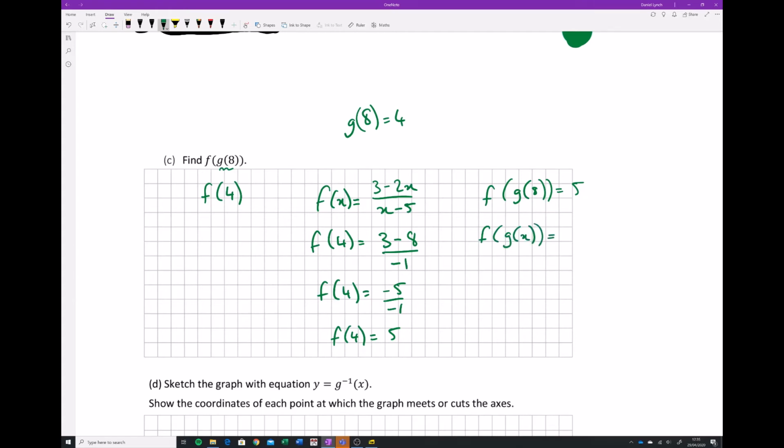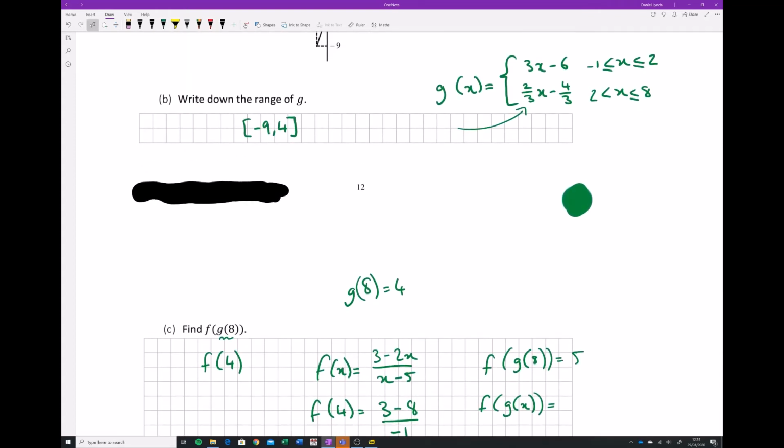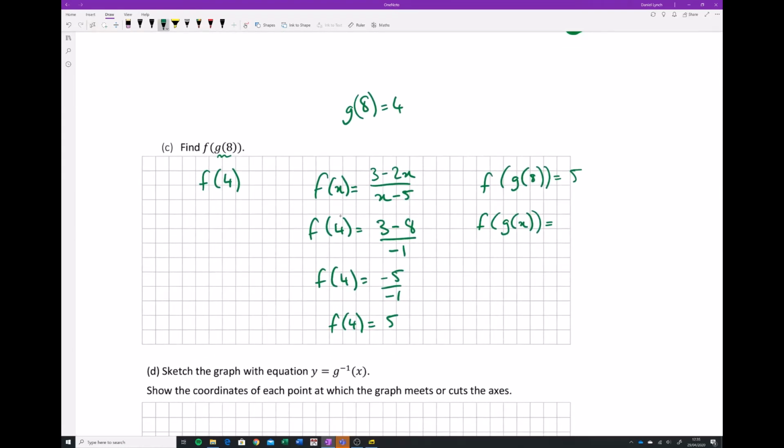That would be a little bit tricky here because it does different things at different times. So you would have to look at one case which is between -1 and 2, and another case which is between 2 and 8. I haven't seen them asked that sort of question, but it's just to mention it.